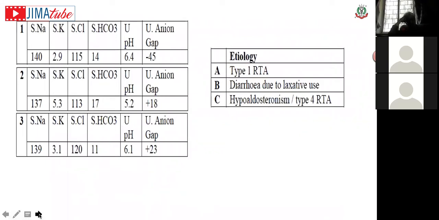Now, the last exercise that we have is this one. You have to match this 1, 2, 3 with the etiology. So let's just go through this and try to match. 1 is A, B, or C, 2 is A, B, or C, and 3 is A, B, or C. I will give you 1 minute for this. What is 1? All 3 had normal anion gap acidosis, as you could see.